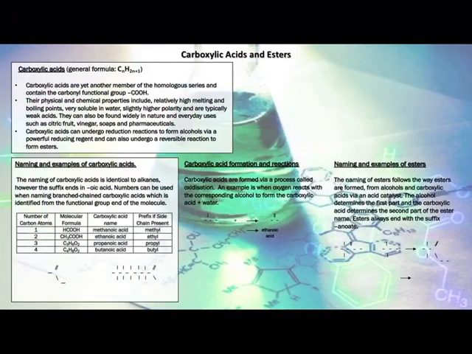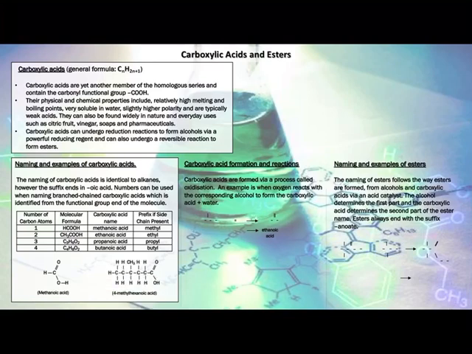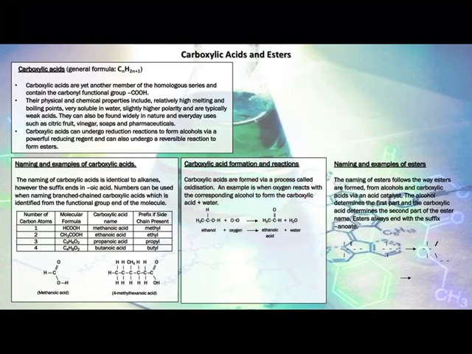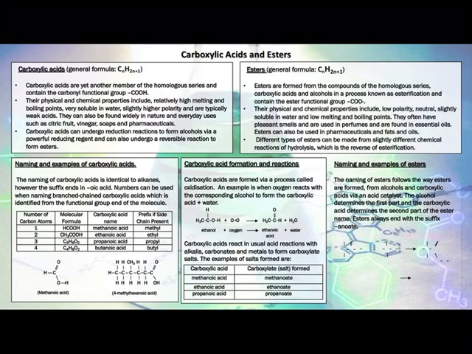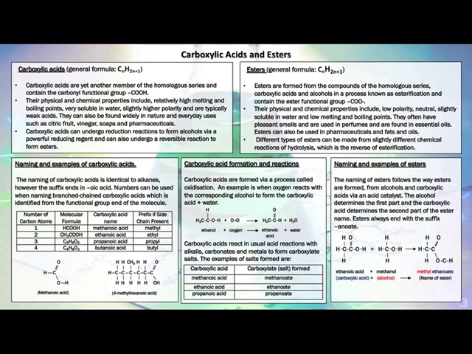Carboxylic acids and esters is the next one we're looking into. So carboxylic acids are another member of the homologous series, and they contain the carbonyl functional group. They can undergo reduction reactions to form alcohols via a powerful reducing reagent, and can also undergo reversible reactions to form esters. Hence why I have got these on one slide. So the naming of carboxylic acids is identical to alkanes again, but it ends in -oic acid.